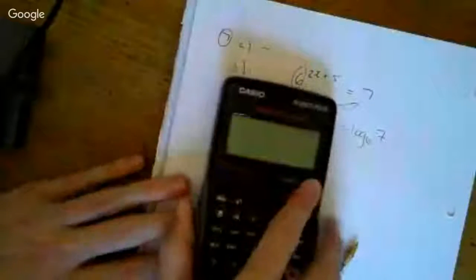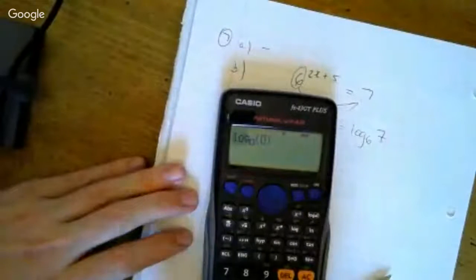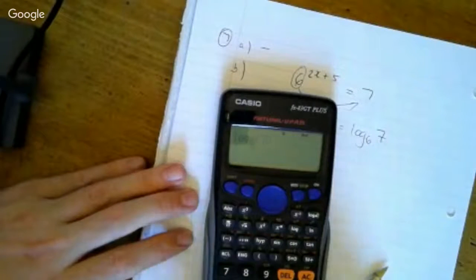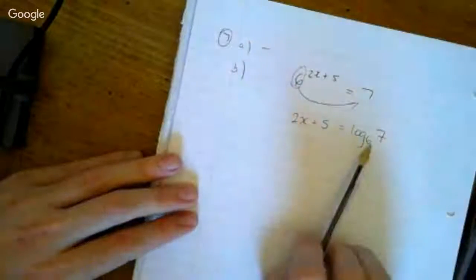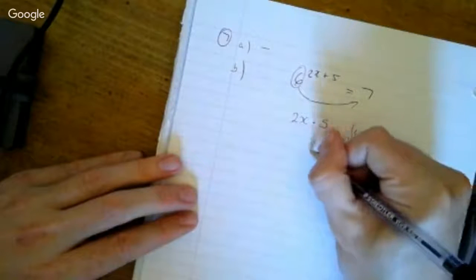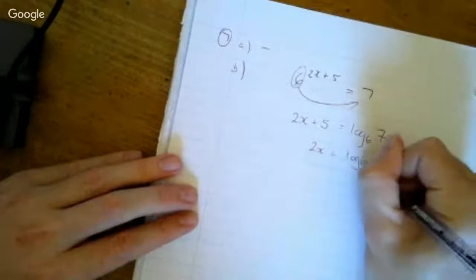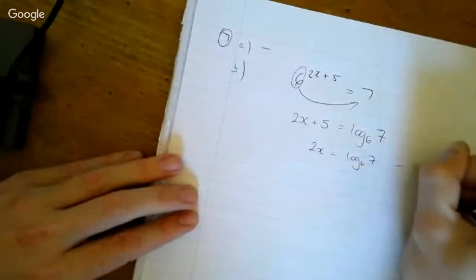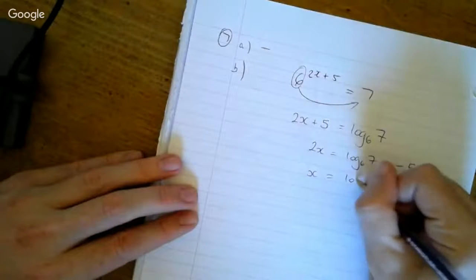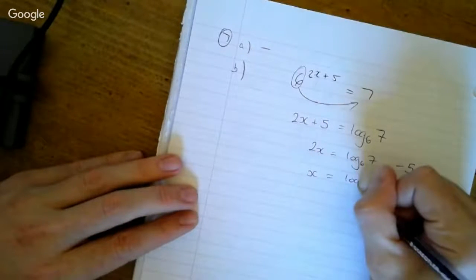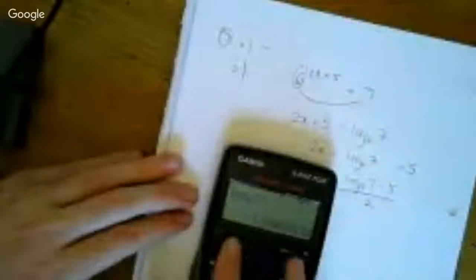Now, if I do put log base 6 of 7 into the calculator, I get a disgusting answer, okay? I don't want to write that down every time, so I'm going to leave it as log base 6 of 7 until the end. So I'm going to get 2x is equal to log base 6 of 7, but then separately I'm going to have a minus 5 there, and then I'm taking over the 2, so I get log base 6 of 7 minus 5. So x is equal to, and I'm going to just stick that into my calculator, okay?